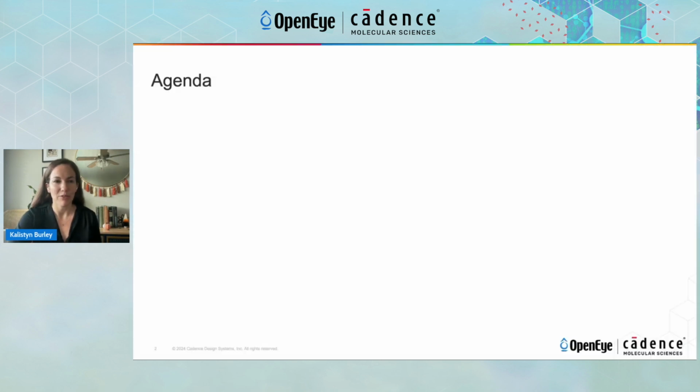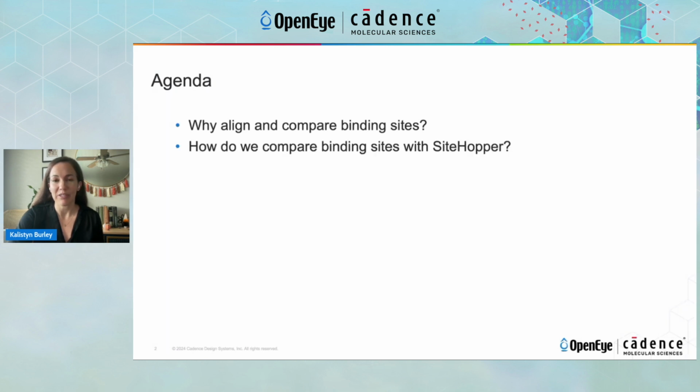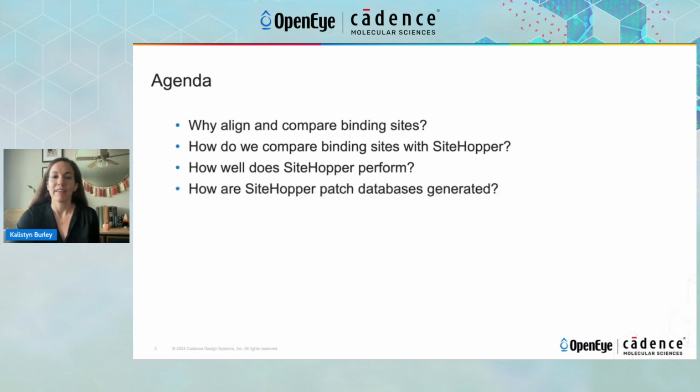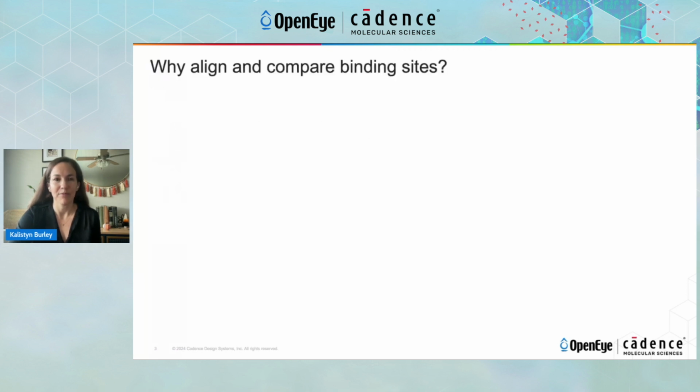So just a brief overview of today's agenda. I'll introduce why one would want to align and compare binding sites, how we actually perform this comparison with SiteHopper, and how well the SiteHopper application performs. If you want to run your own SiteHopper queries, how are the patch databases that you query against generated? And how do you, practically speaking, use SiteHopper?